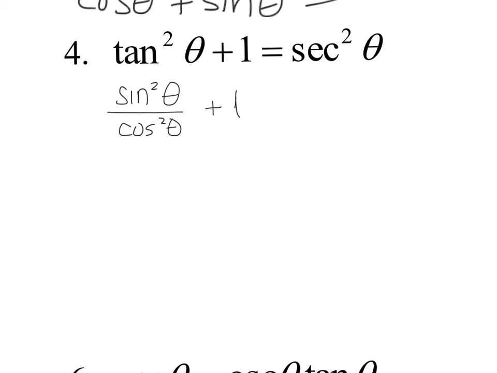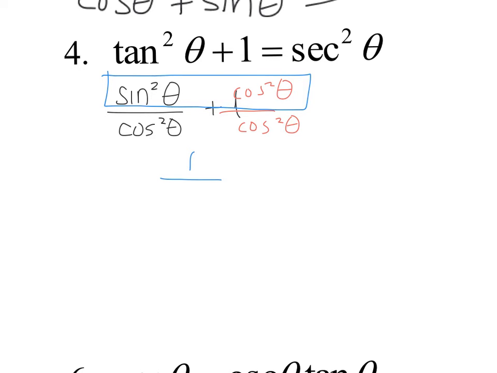Now, when I add fractions, I need to get a common denominator. So I'm going to have cosine squared theta over cosine squared theta. Now, this numerator is a Pythagorean identity, which is 1. So sine squared theta plus cosine squared theta is 1. So now I have 1 on the numerator, and my denominator is still cosine squared theta.